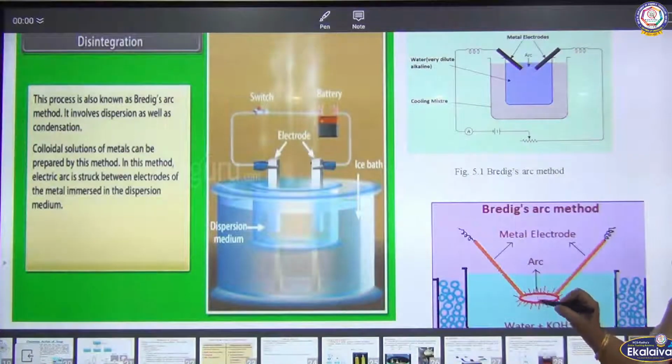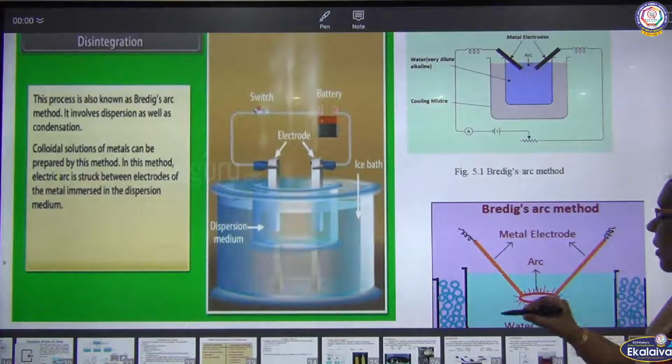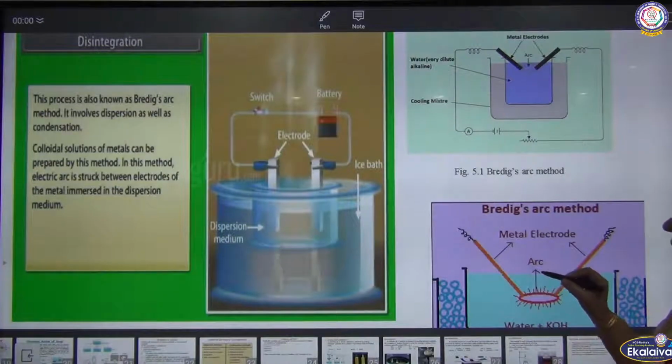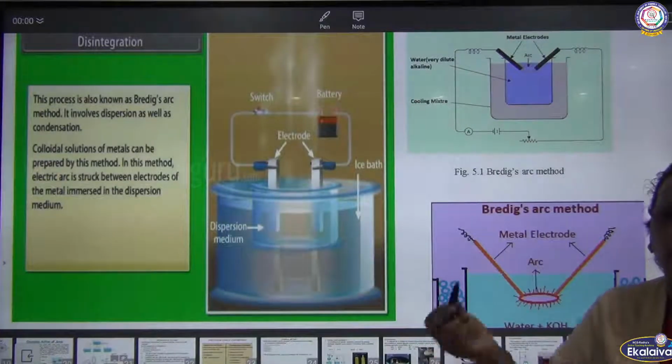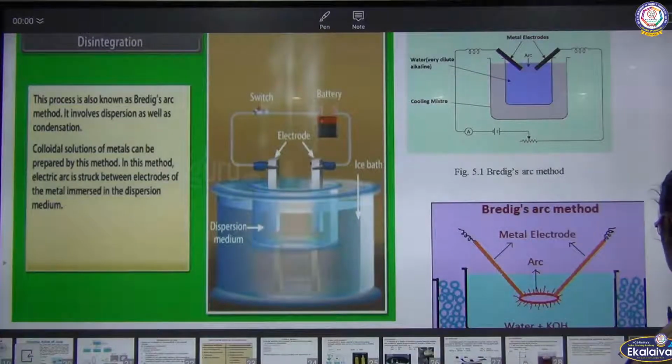So this is an electric arc which is kept immersed between the two metal electrodes, which are kept in the dispersion medium. On passing current, the metal starts to vaporize, which gets condensed. Thereby colloidal solutions of gold, silver and platinum are prepared.